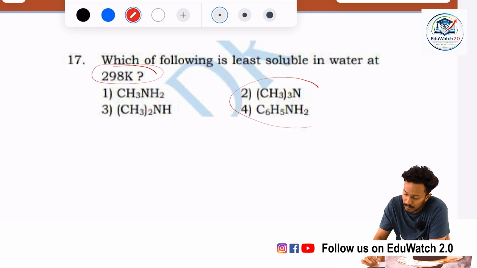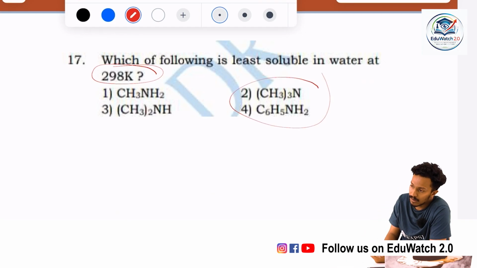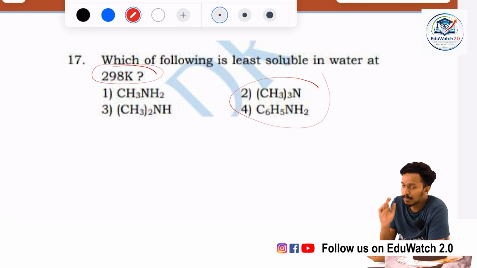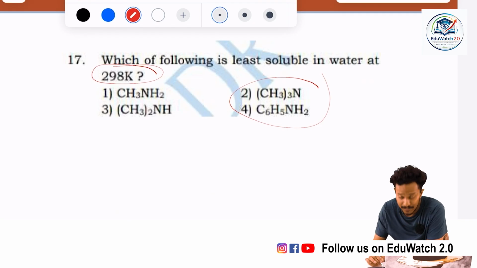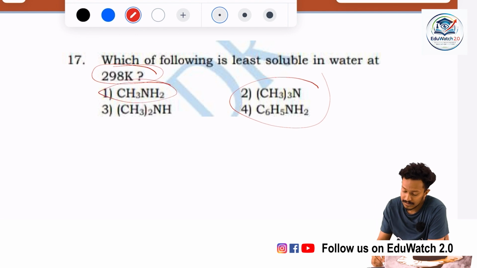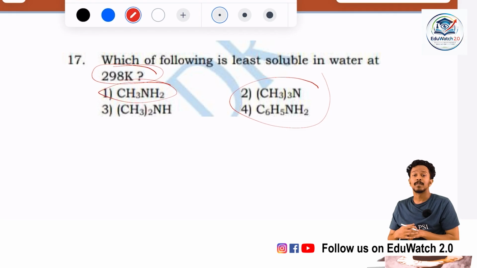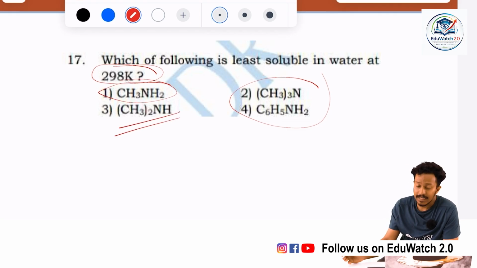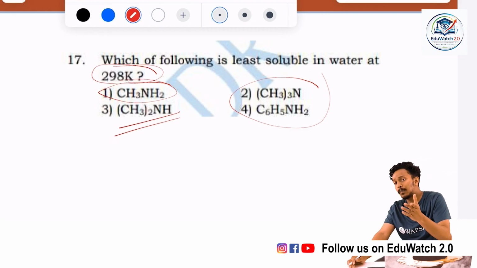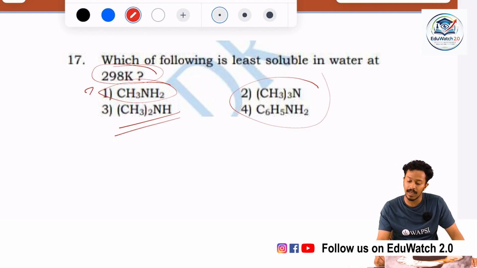So, here the number of hydrogens present in the compound affects hydrogen bond formation. Here, a primary amine like option 1, CH3NH2, contains 2 hydrogens, which form bonding with the lone pair of nitrogen. The secondary amine forms a hydrogen bond with the lone pair, which contains only 1. So, it is partially soluble. Both the primary and secondary amines are partially soluble in water.